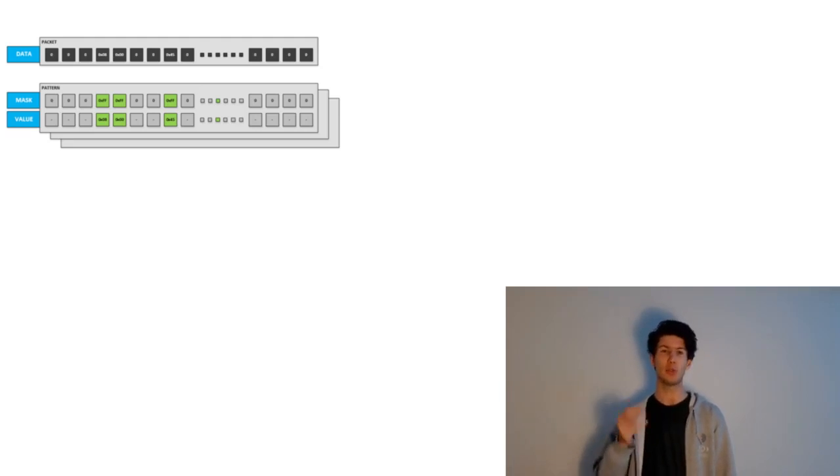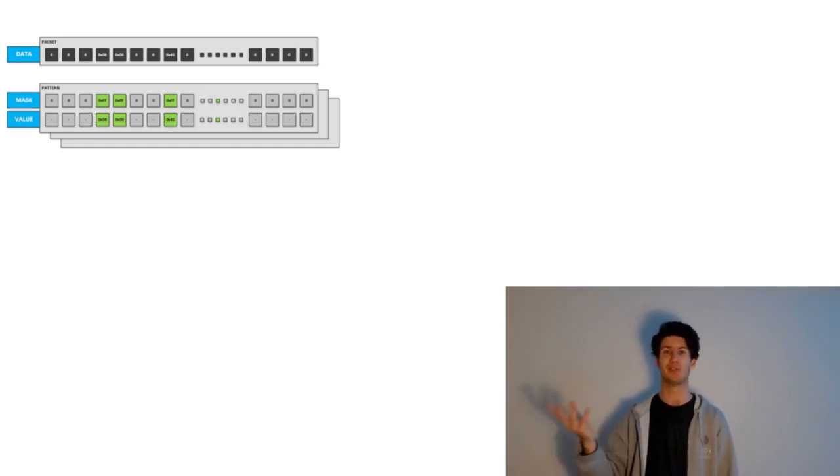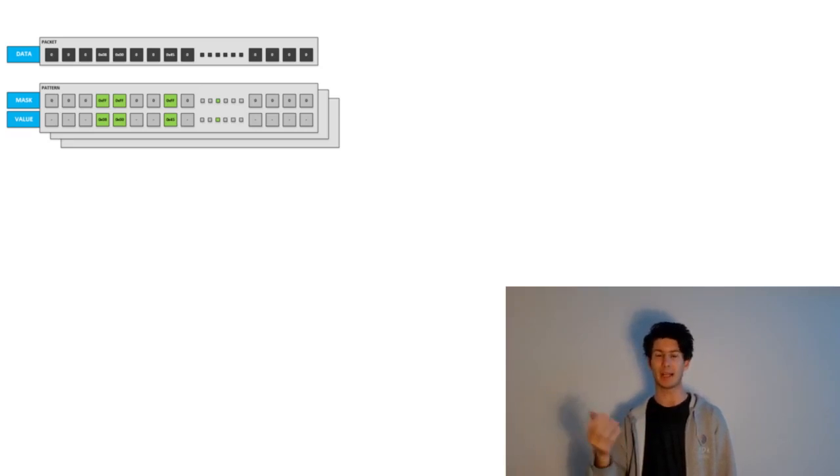Underneath that, we see two other elements of data. There's a pattern, which consists of a mask and some values. And fundamentally, the way we're going to approach masking the packet and matching values to it is a very SIMD approach. Every byte in the packet will have a mask and a value to compare to.